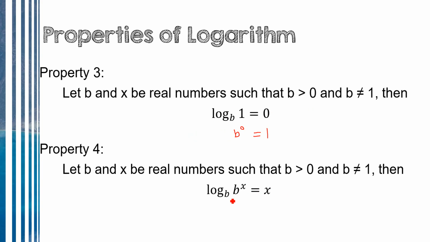Now here, how are we going to have this one? Remember, this is our base, b, and this is the exponent, x. So b raised to x, and since they have the same base, you have x. Now take note, if the base of the argument and the base of the logarithm are the same, then that's equal to the exponent. So that's it.